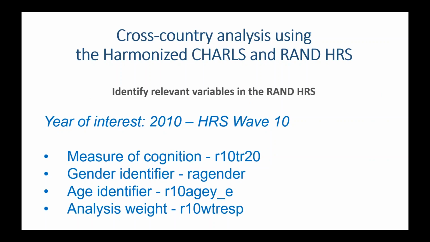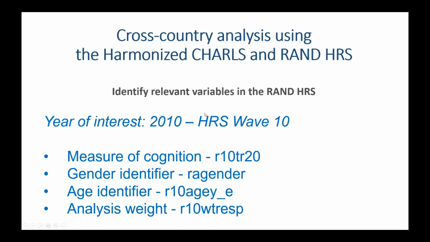Our variables are going to be named differently in the RAND HRS. Our measure of cognition is going to be the same measure because the same questions were asked in the RAND HRS, in the CHARLS data, and in the HRS data. Gender is defined exactly the same, so our gender variable is RA gender. Our age identifier in this case is RAGEY, with an underscore E, so we can figure out what that is. And then we have our analysis weight.